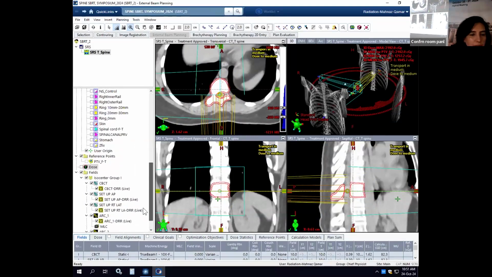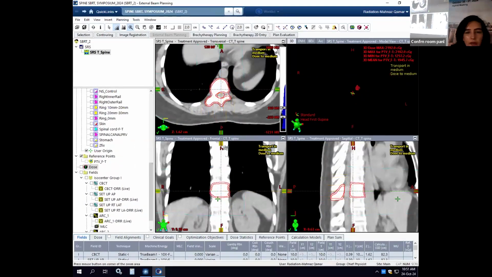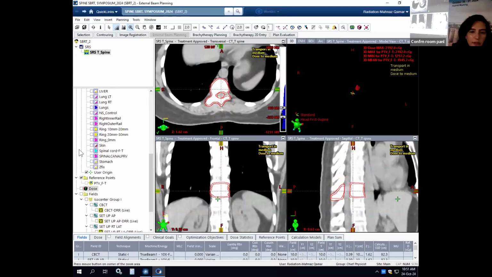The PTV. Usually our margins are anywhere from 2 to 3 millimeter. And we use the same margin, whatever we are employing for the PTV, for our PRV for the cord. And we look at the dose at the PRV.